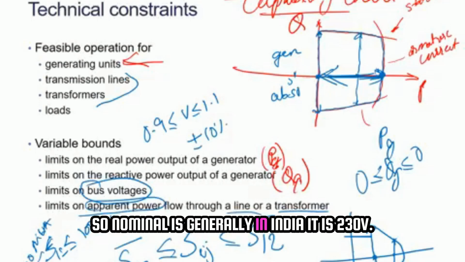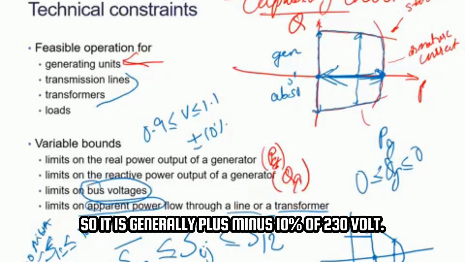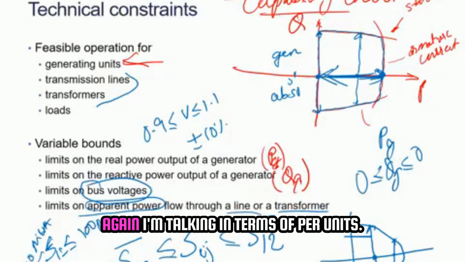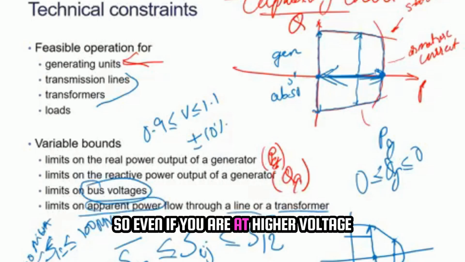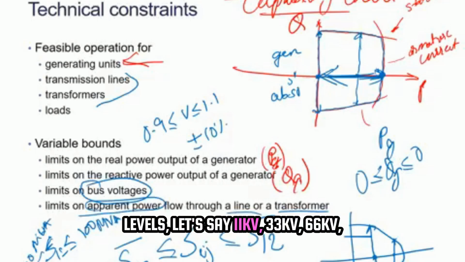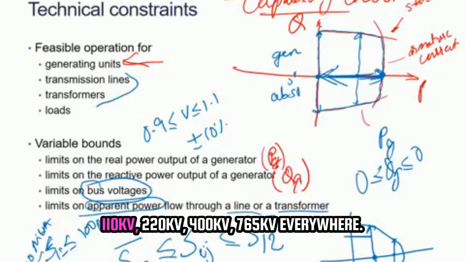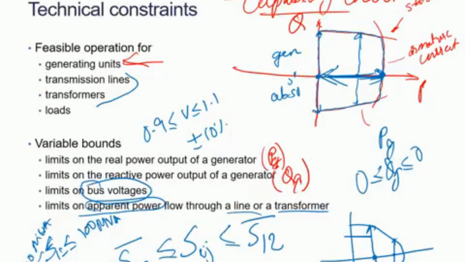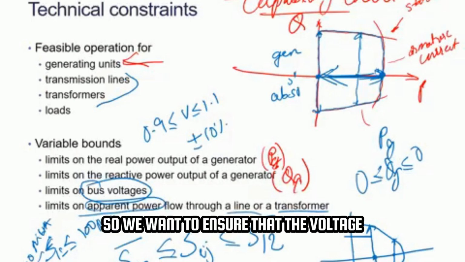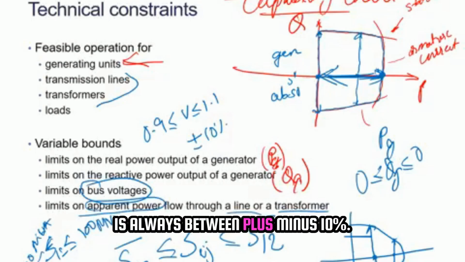Nominal in India is generally 230 volts, so it is plus minus 10% of 230 volts. Again, I'm talking in terms of per units. I'm not going into that; everyone knows the importance of per unit. Even at higher voltage levels, 11 kV, 33 kV, 66 kV, 110 kV, 220 kV, 400 kV, 765 kV, the per unit concept is the same. So it is always going to be plus minus 10% everywhere. We want to ensure that the voltage is always within plus minus 10%.